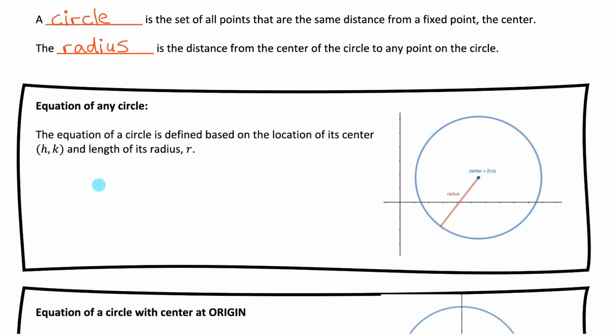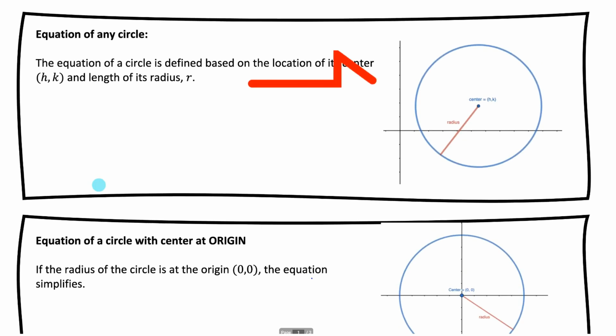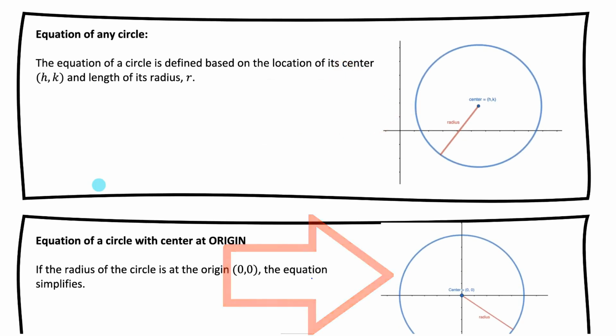What I'm going to do next is show you the equation of a circle that is not centered at the origin and the equation of a circle that is centered at the origin. And then after I show you the equations, I'll give you a detailed explanation as to why the equation is able to describe the relationship between any xy point and the radius of the circle.